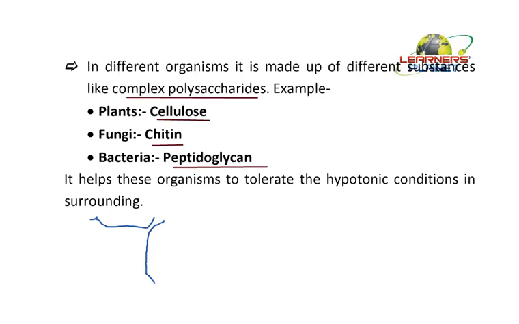Suppose this is a plant cell. This is the cell wall, and the inner membrane, what is this? This is a plasma membrane. Inside that, the nucleus and other parts would be present. Now, if it is present in the hypotonic medium, that means what? The water is high in the surrounding condition.